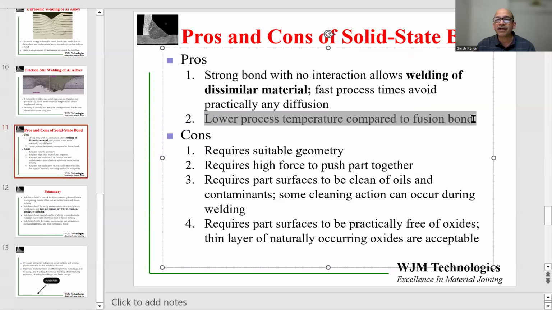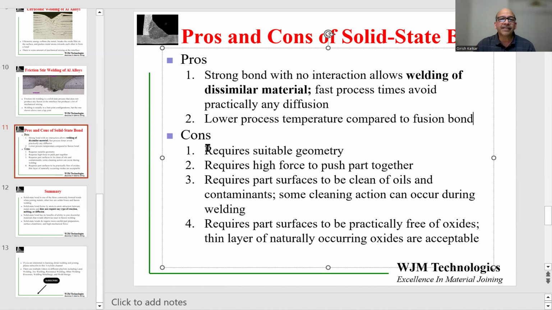The temperatures are lower than a fusion bond, and that is important because when you go up to a lower temperature and then come down from that to room temperature, you have less stress in the weld. So there are a lot of benefits to solid state welding.